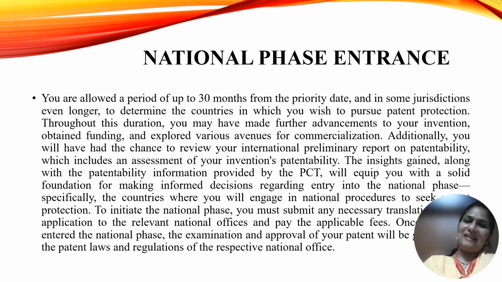Congratulations. Now you have entered the national phase. So here, following the PCT route, getting all the relevant reports, and even the supplementary reports, you have secured the place of your patented technology in a few countries, or the countries of your choice, right? Now you are allowed a period of up to 30 months from the priority date. This is the advantage of adopting the PCT route as compared to the traditional way, wherein we were given just 12 months to think and decide, and even to arrange money or the fees. And in some jurisdictions, even longer to determine the countries in which you wish to pursue patent protection.